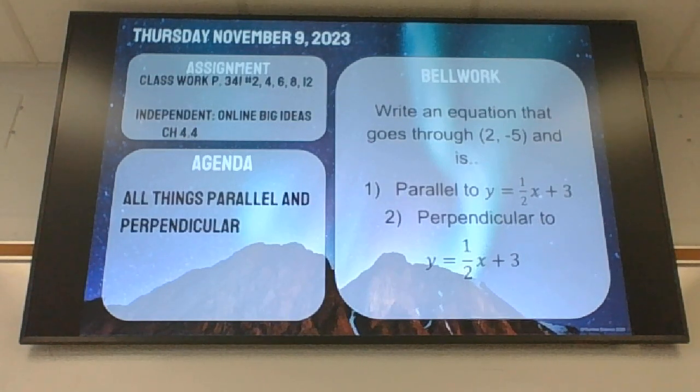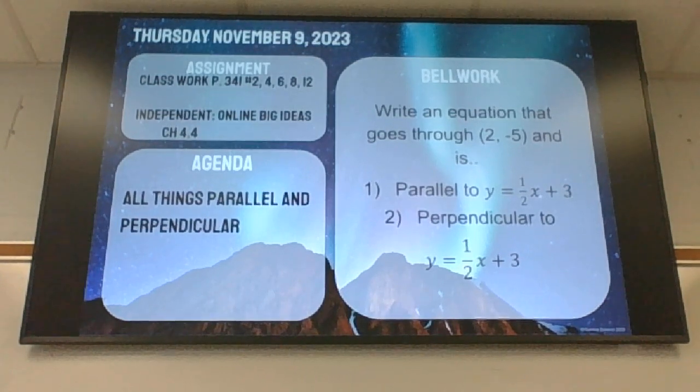Identify the given slope. So, what do I mean by that? Well, for parallel lines, use the same slope. For example, if given y equals 4x minus 3, I would use m equals 4.